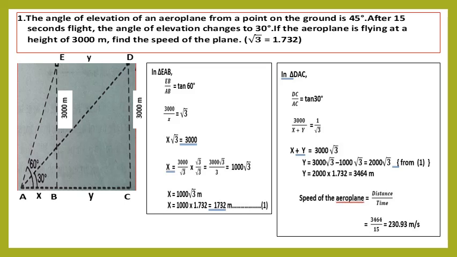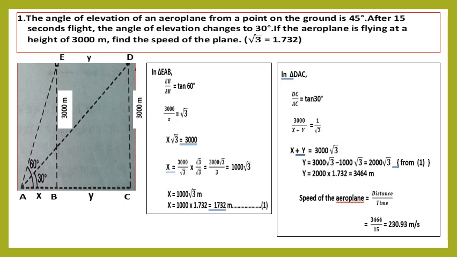First, we need to draw the figure as per the given statement. In the given figure, AC is the ground level. From the point A, the angle of elevation of the flight flying at a height of 3000 meters is 60 degrees. That is, in the given figure, angle EAB is 60 degrees. BE is the height of the flight, 3000 meters.